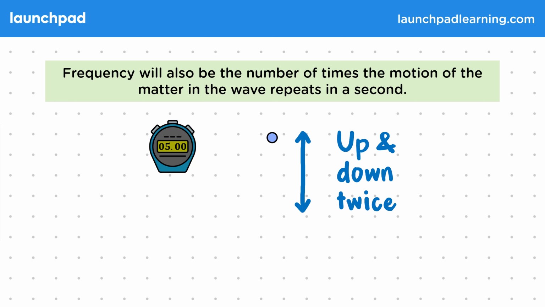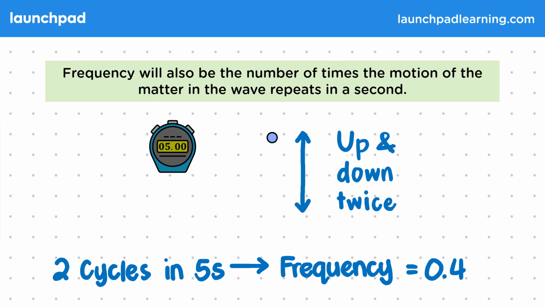Since the particle went through 2 cycles in 5 seconds, we can calculate the number of cycles the particle did in 1 second by dividing 2 by 5. This gives a frequency of 0.4 hertz. Again, this is more reason for us to have watched this motion for more than a second. How could we have counted 0.4 of a cycle? So that's what the frequency of a wave is.